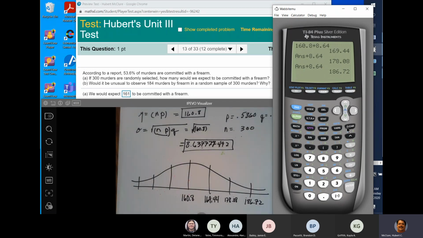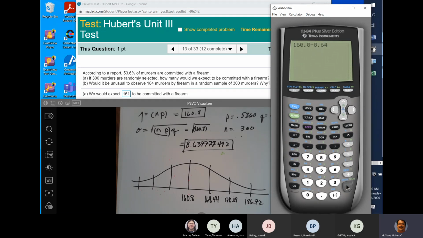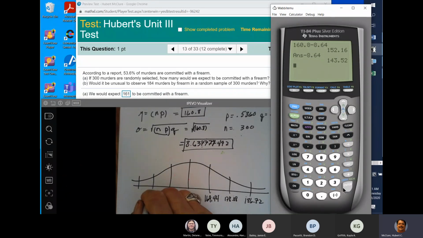I'm going to subtract because I can't remember what the question's asking. 160.8 minus 8.64. That's 152.16, minus 8.64, 143.52, minus 8.64, 134.88.